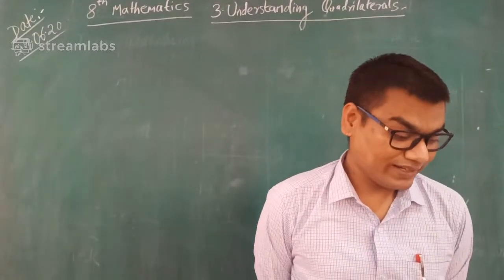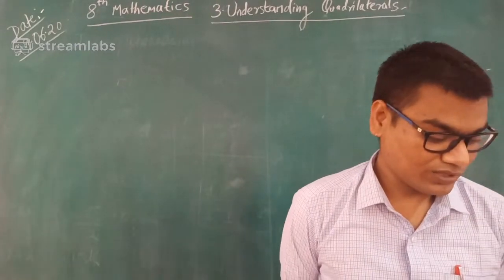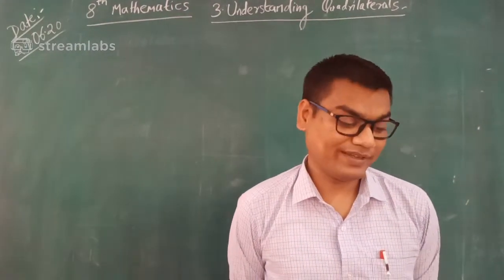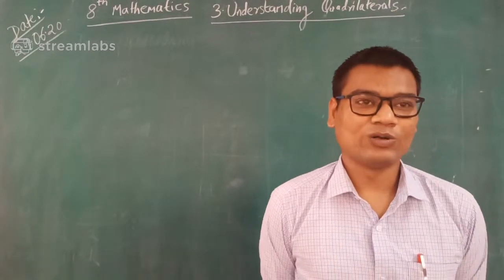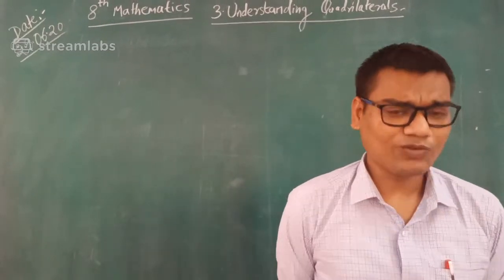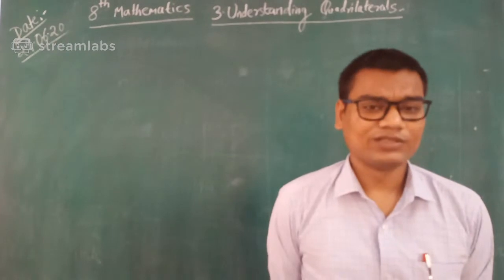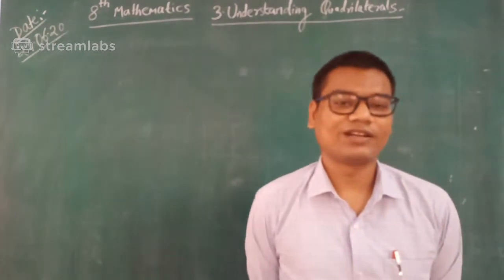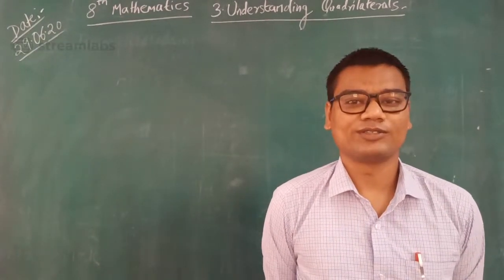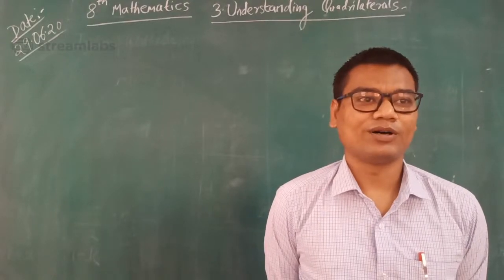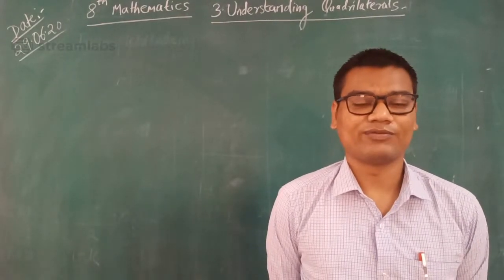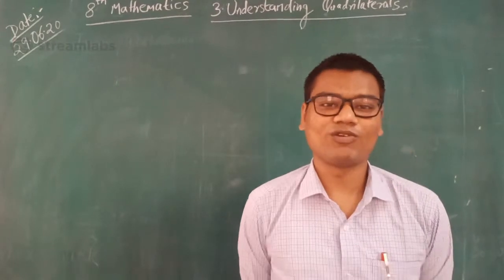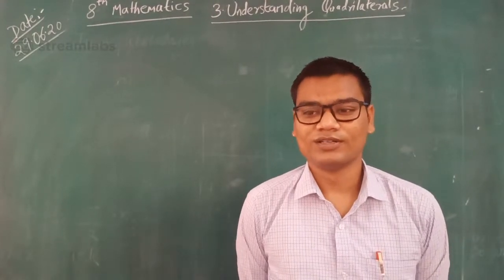So in the earlier classes we have studied about the plane surfaces, plane curves and all those things. Now in this chapter we will learn about polygons, especially about the quadrilaterals, a four-sided polygon. So first of all, what is a polygon?